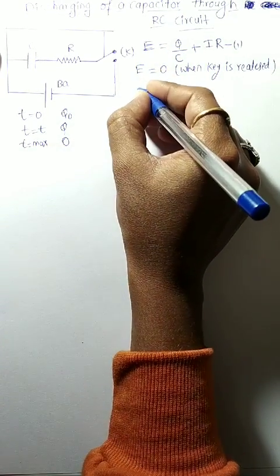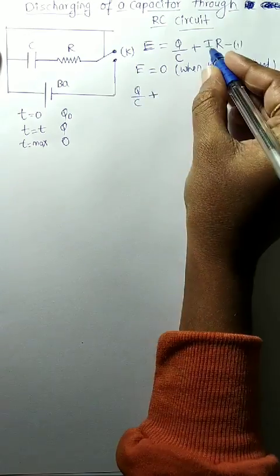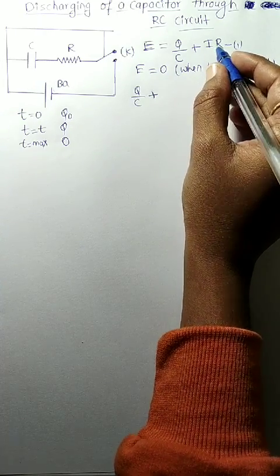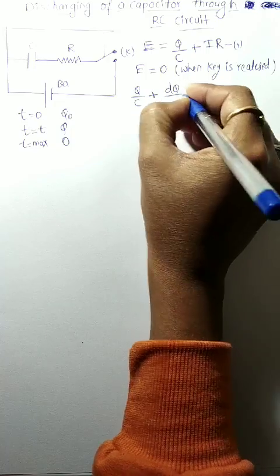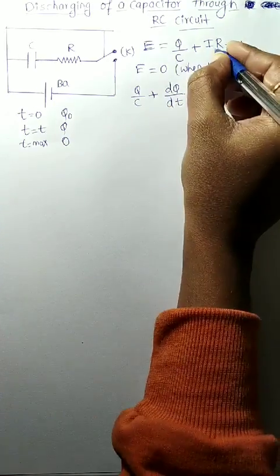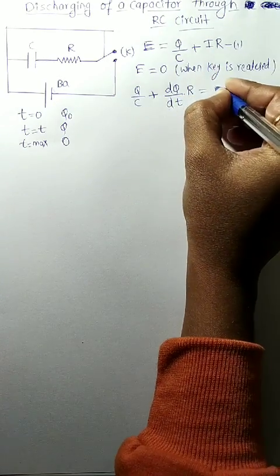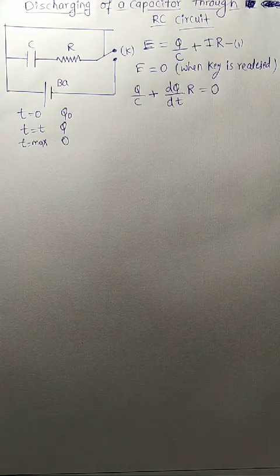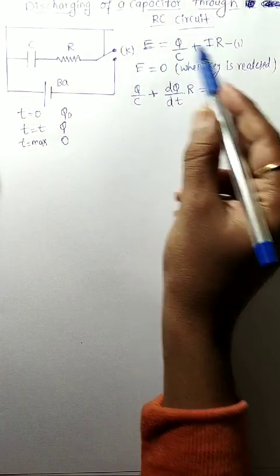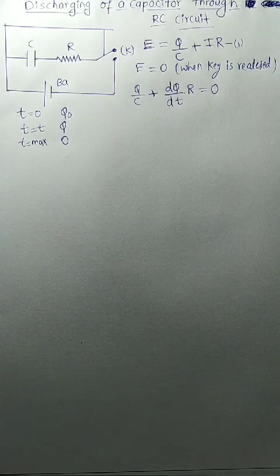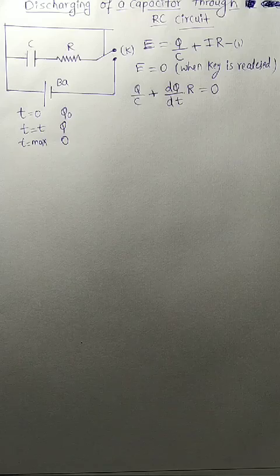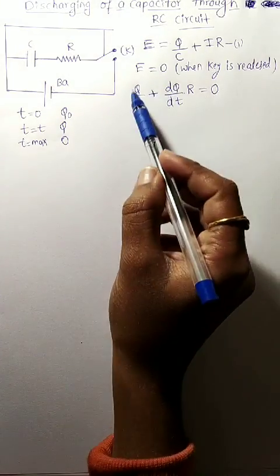So nothing but q by C plus I. I is nothing but the rate of flow of charges, so dq divided by dt, into R remaining, which is equal to 0, because the key is released. So E is equal to 0 value we are having. When I substitute 0, the first equation becomes q divided by C plus dq by dt into R is equal to 0 we got. Now let's solve this equation.